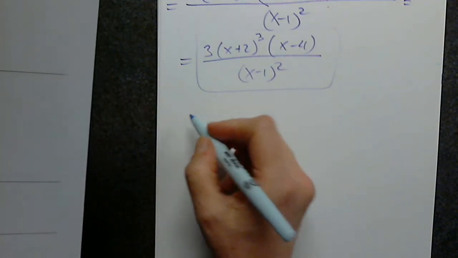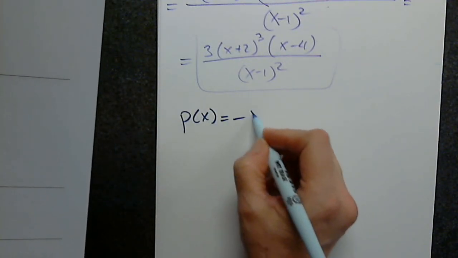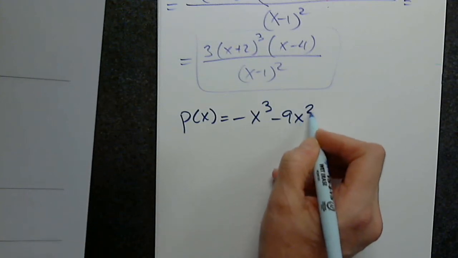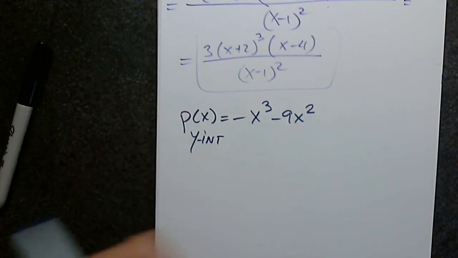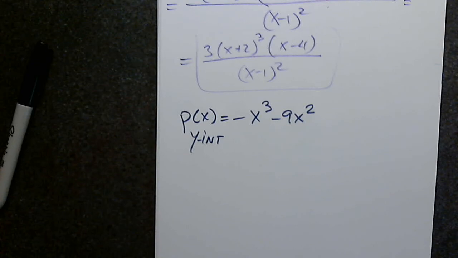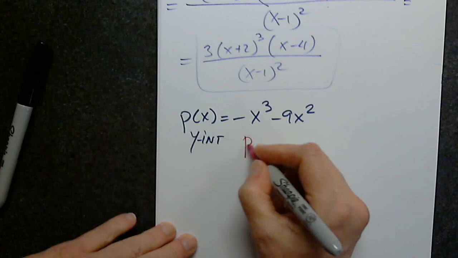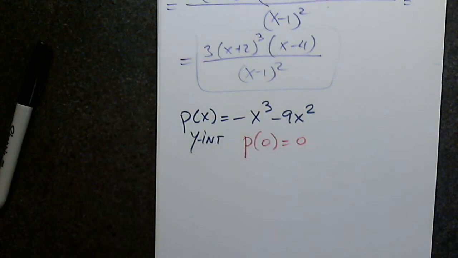Okay, perfect. So we have P of x now, which is negative x cubed minus 9x squared. The first question is, find the y-intercept. How do I find the y-intercept for any function? I determine P of 0, which is 0. Then we're asked to describe the end behavior of the function.